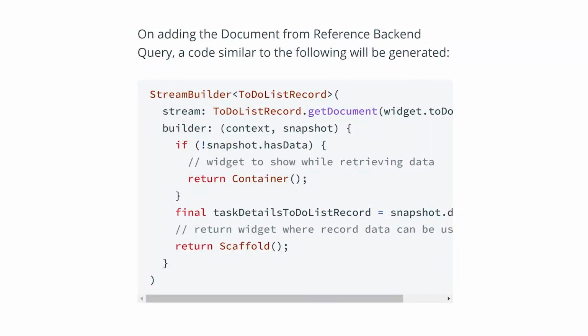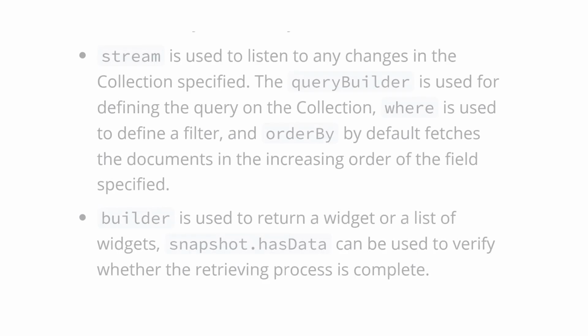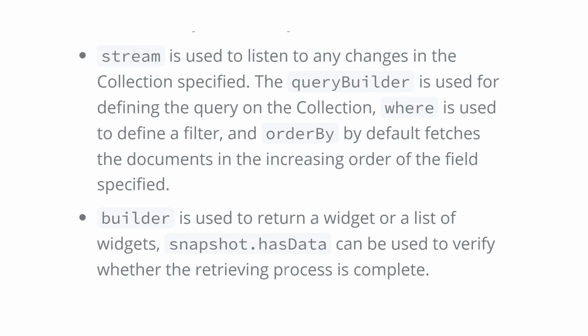On adding the collection backend query to retrieve a list of documents, code similar to the following will be generated. StreamBuilder helps in rebuilding the widget present inside it with the latest data. That means, whenever any document gets updated on the Firestore collection, it would reflect here automatically without any user interaction. Stream is used to listen to any changes in the collection specified. The queryBuilder is used for defining the query on the collection, where is used to define a filter, and orderBy by default fetches the documents in the increasing order of the field specified.